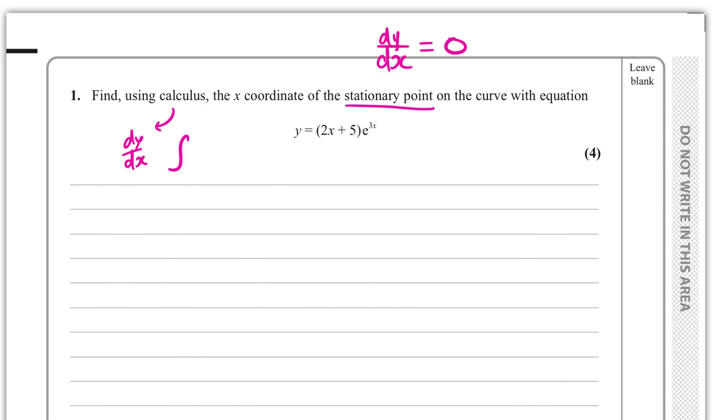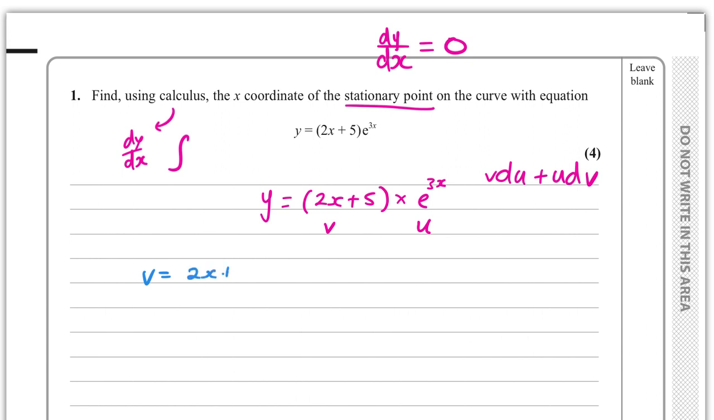So having a look at this straight away, I know first off we have a product rule. 2 functions multiplied together. So v du plus u dv. I'm going to choose one as my v, one as my u. Now it doesn't really matter for product rule which one is which, however in quotient rule it does. So if my v is 2x plus 5, dv is 2. If the differential is 2, my u is e to the 3x.